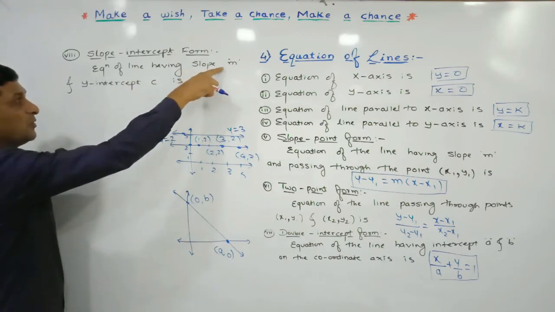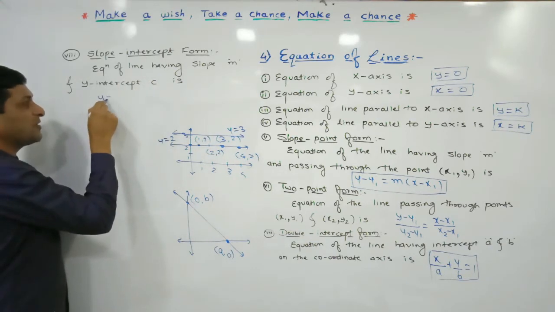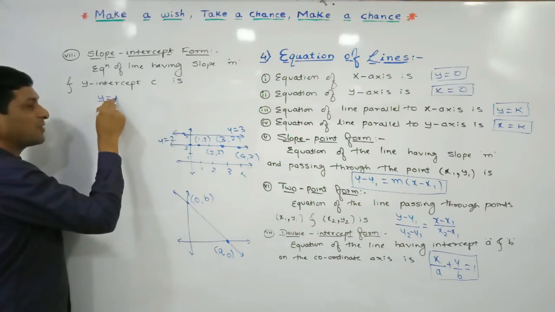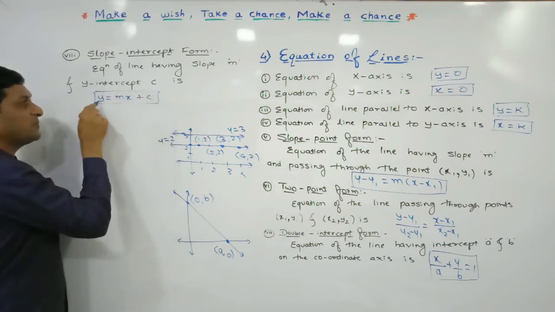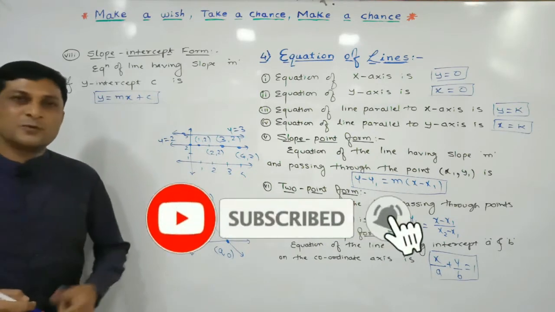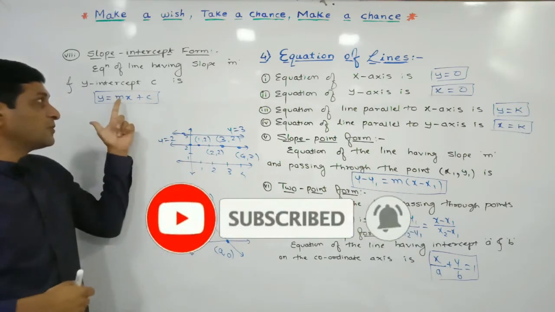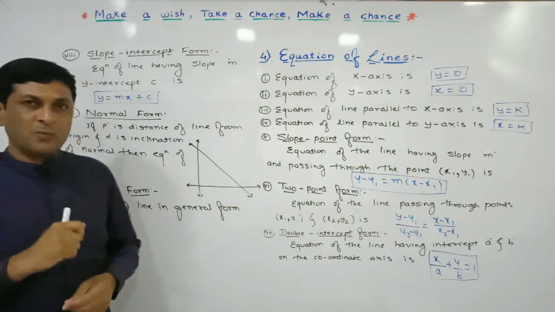If slope m is given to us and the intercept is given to us, at that time the equation of the line can be found by applying the formula y is equal to mx plus c. If we are writing the equation in this form, then this representation is called the slope intercept form. Here m is the slope and c is what? Y intercept.